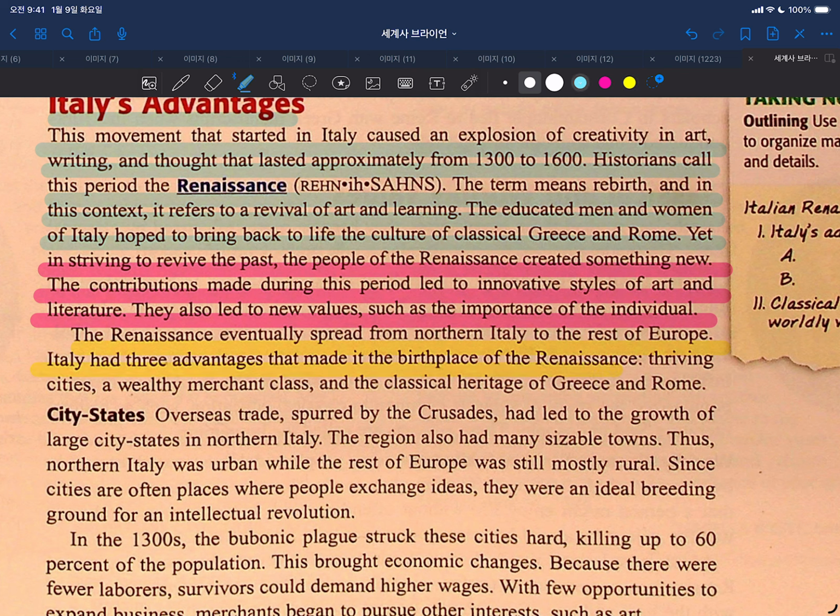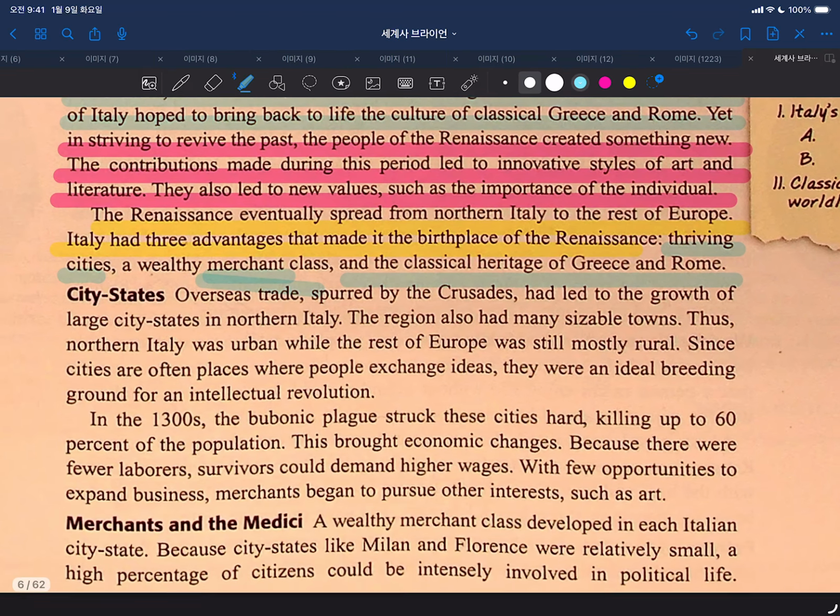Three advantages. Number one, thriving cities. Number two, a wealthy merchant class. Number three, the classical heritage of Greece and Rome. This is really important.